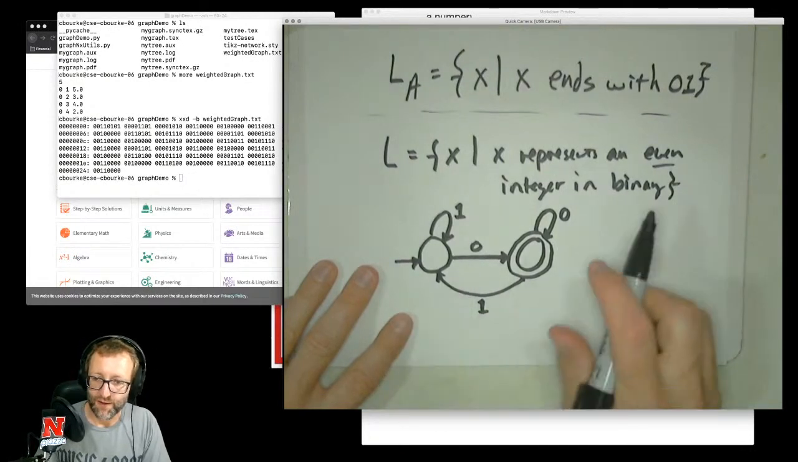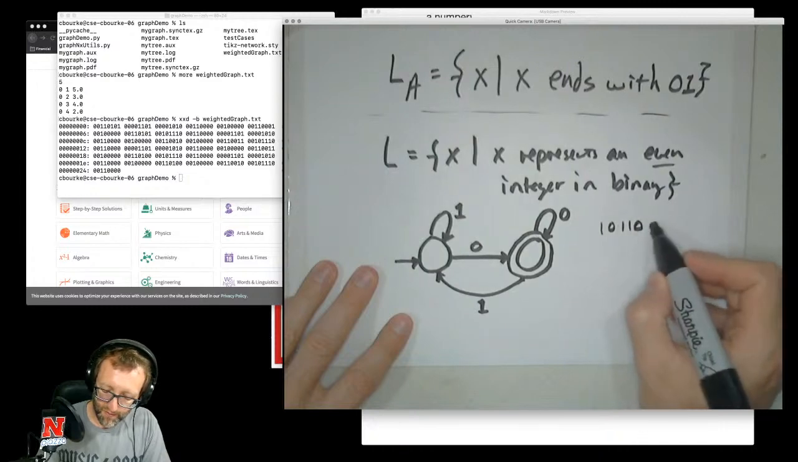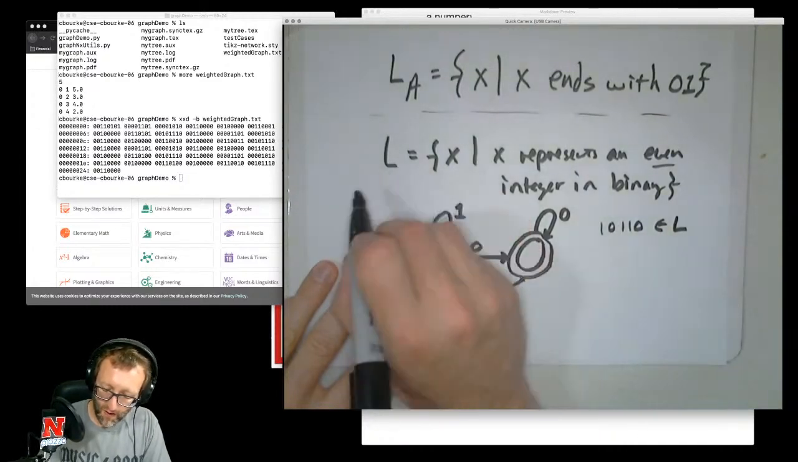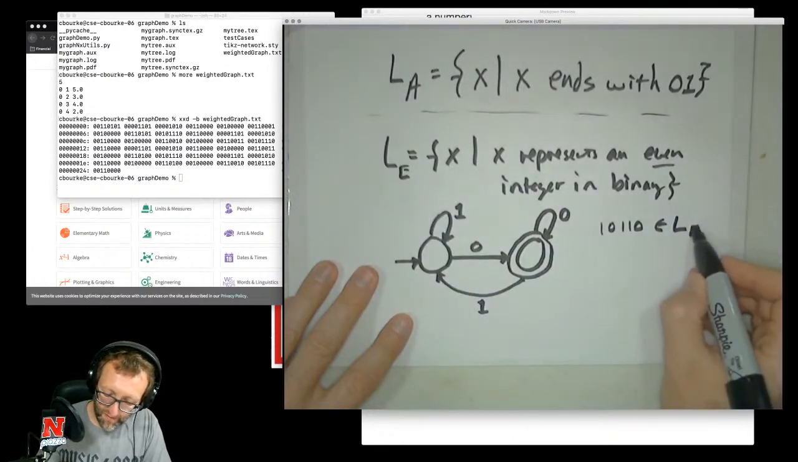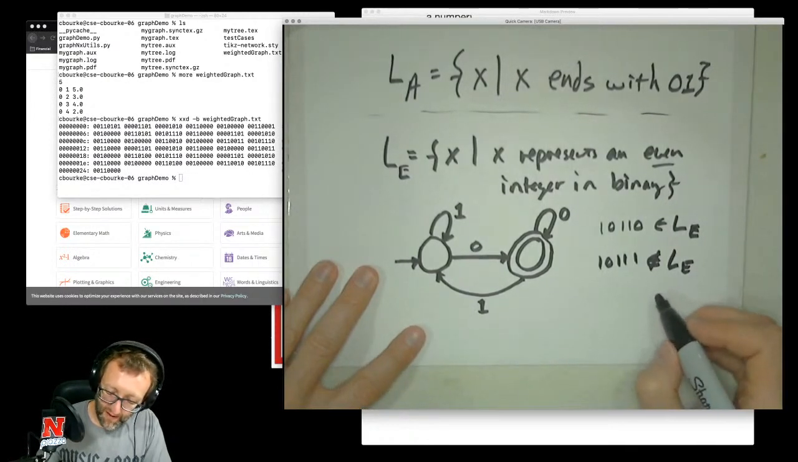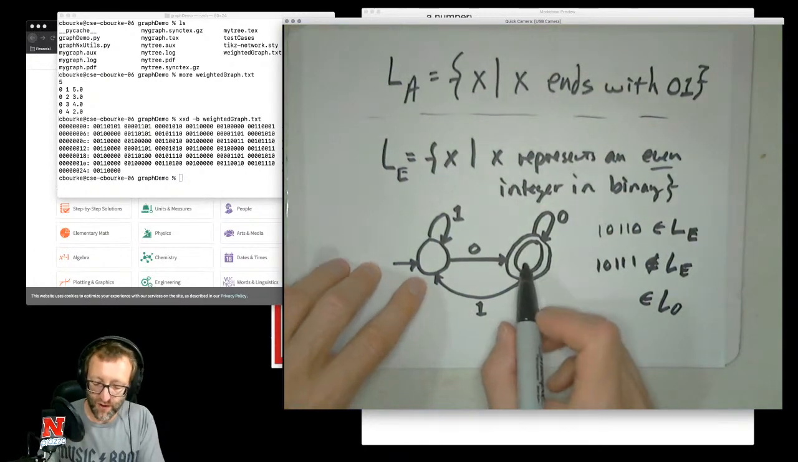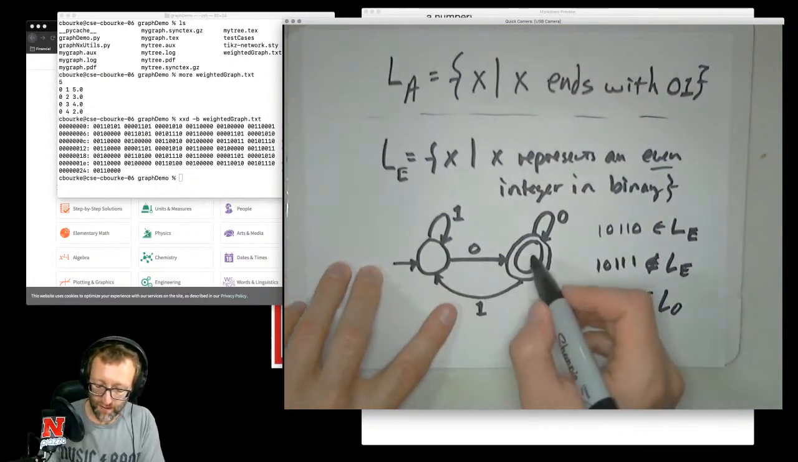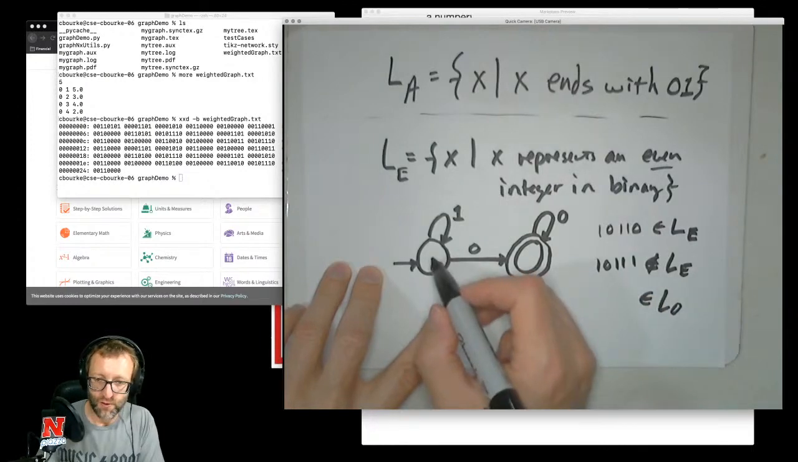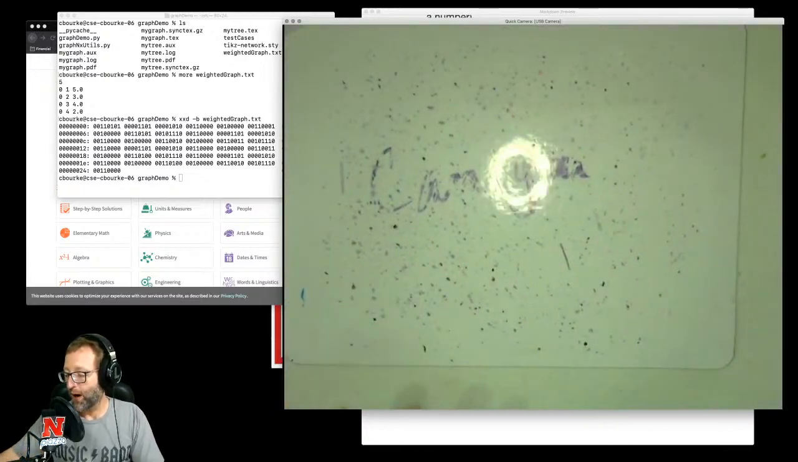right? Because if it's even, then it's in the language, right? 1, 0, 1, 1, 0, right? This is in the language, and I'll call this E for even. And 1, 0, 1, 1, 1, it ends with a 1, so it's not even. It's not in the language. We could say that it is in the complement language, LO, where O is odd, right? And all I'd have to do there is flip these 2 states, right? Make this one a reject state, make this one into an accept state. So that's simple. We can do something even more powerful.